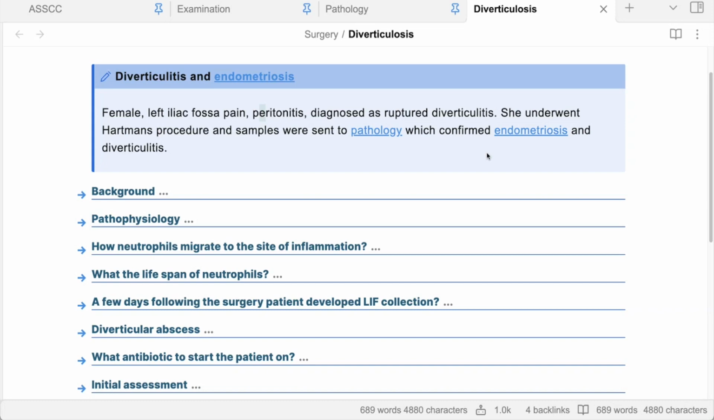Okay. So 2 is, what is the definition of diverticulitis? Diverticulitis is the inflammation of the wall of the colon as a result of the obstructed diverticulum. That's fine. That was absolutely correct, what you said. You don't have to add anything else. All right. So the next part is, what is the definition of diverticular disease?